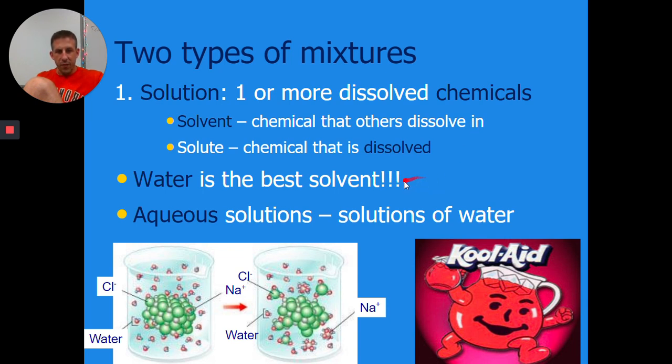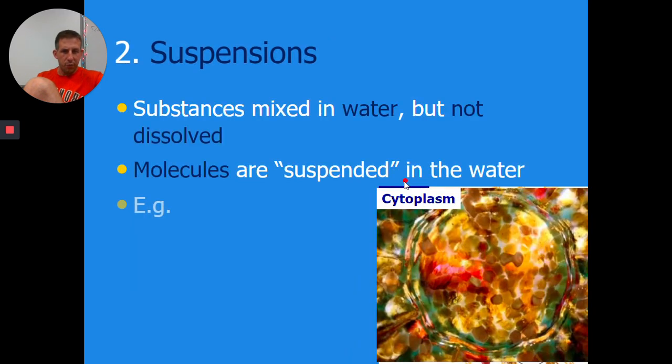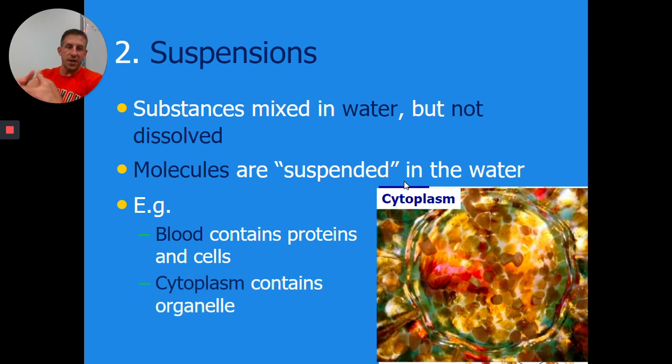All right, move on to the next one, suspensions. Suspensions are important. We do see them all over the place. This is where substances are mixed in water but not necessarily dissolved. Oftentimes these might be really big hydrophobic molecules or nonpolar molecules that are suspended in the water. Blood is a really good example of a suspension. It's also a solution, in that sometimes there are things dissolved in our blood, but it is also a suspension. It contains proteins and cells that flow through it in the plasma.